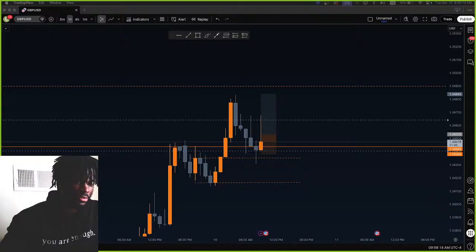And there's no major news that comes out today. CPI is tomorrow. GDP for the pound is Friday. Daily. Yeah, CPI is tomorrow. That'll be interesting for the market.